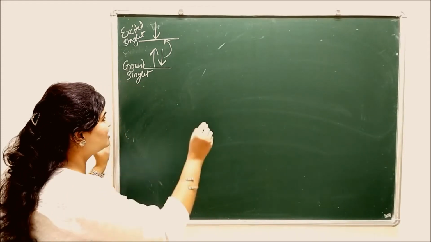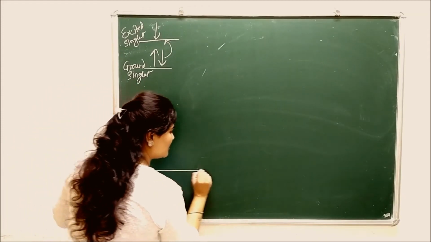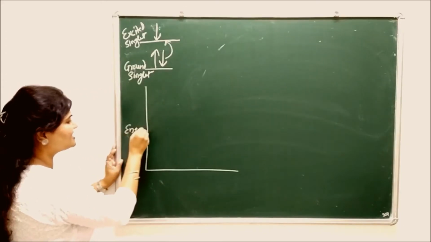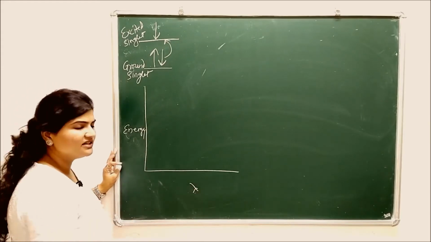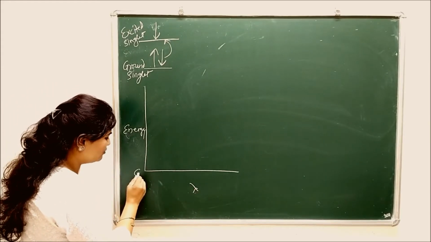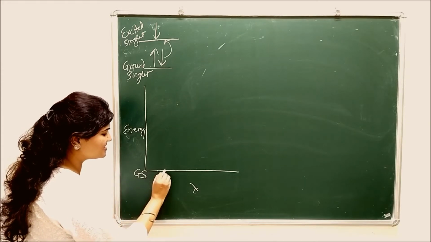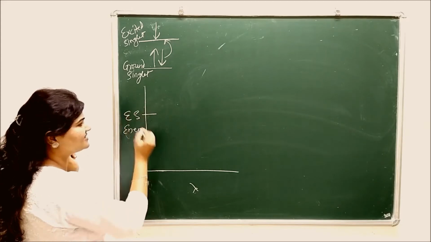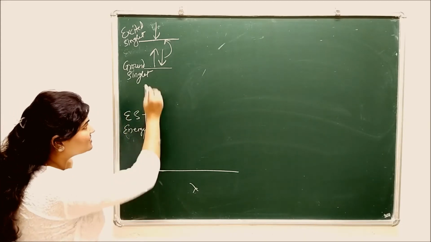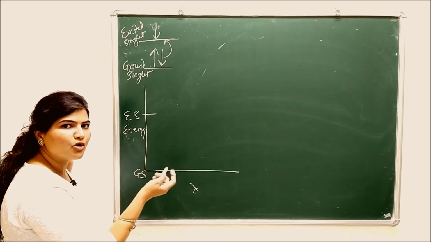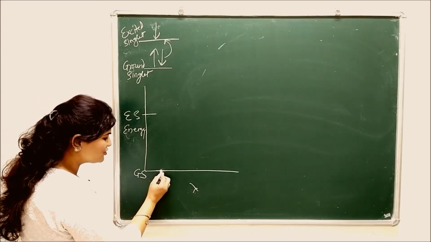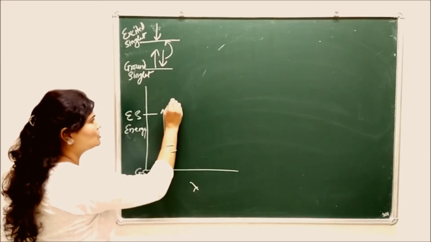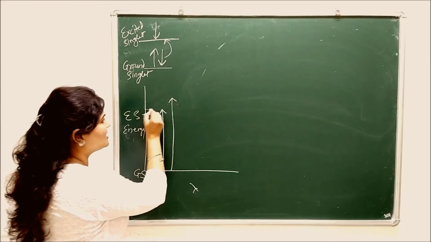Okay, now I will draw a particular graph so that you will understand. Suppose here we will take the energy levels, and here we will take the wavelengths. So in ground singlet your energy is very low, and suppose this is your excited singlet state. Now once the UV light is irradiated and the molecule absorbs the UV light, the electron from ground singlet will go to excited singlet like this. Okay, so I'll draw it like this.